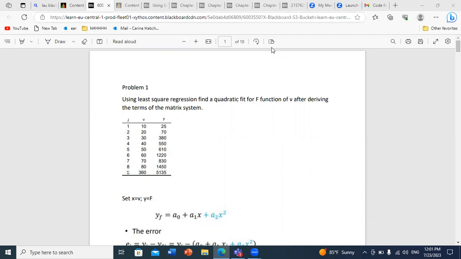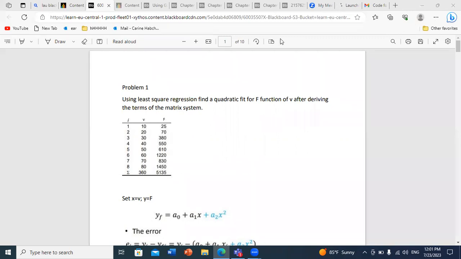In the first problem, using least square regression, find a quadratic fit for f as a function of v after deriving the terms of the matrix system. So whenever they ask to derive a method, we derive the general expression first, then we apply it to the problem. So here we have data points for velocity and force, and we want to try to express the force as a function of the velocity.